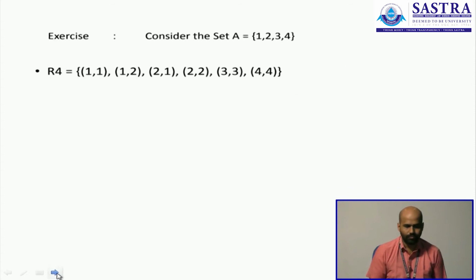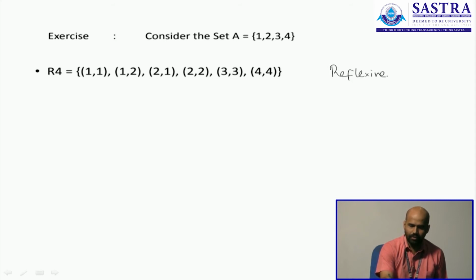One more. How about this? 1 1 is present, 2 2 is present, 3 3 is present, 4 4 is present. Therefore, yes, of course, it is reflexive. Can we call it symmetric? Yeah, you have 1 2 and 2 1. That's the only pair that matters. It is therefore symmetric also.